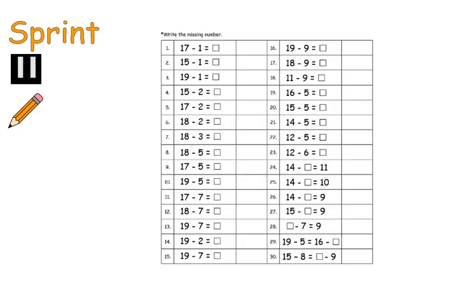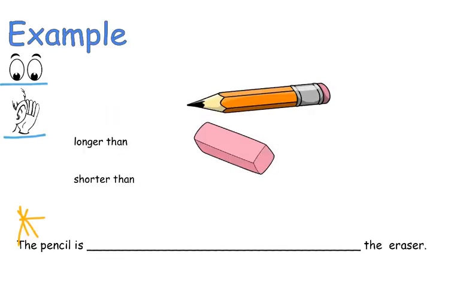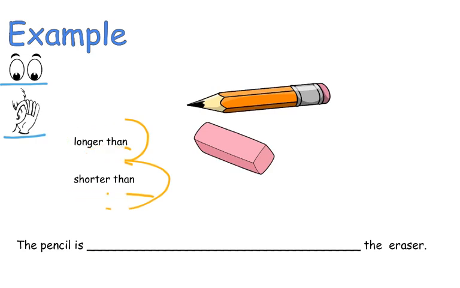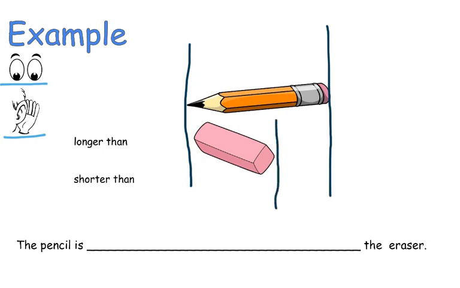The pencil is blank the eraser. So we have to figure out and use these two words over here. Is the pencil longer than or shorter than the eraser? That's our goal. So what I'm going to do is first I'm going to line up the pencil and the eraser like this. I'm going to draw a line at the end of the pencil and the end of the eraser.